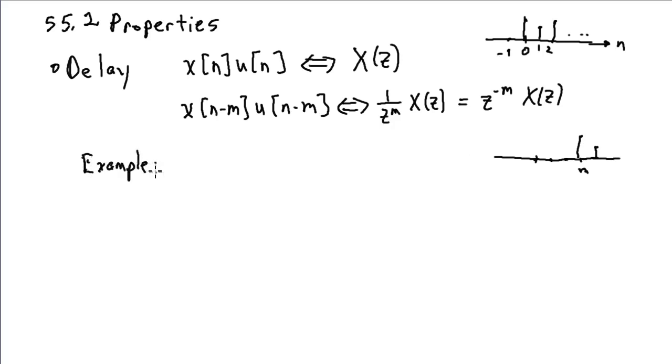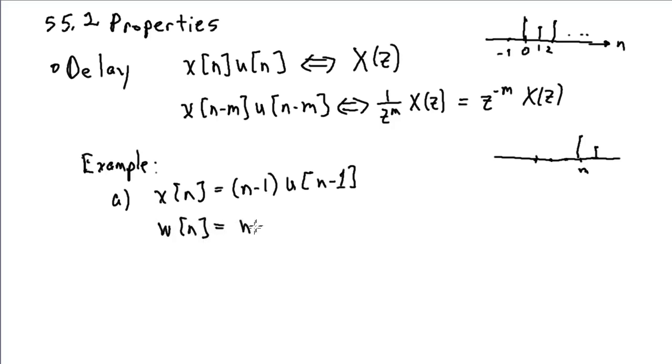First example will be fairly straightforward. So let's call it example A, where x of n is n minus 1, u of n minus 1. We want to find the Z-transform of this signal. This is a delayed version of the corresponding undelayed sequence. It would just be n u of n, and I can look up the transform of this w of n sequence. The corresponding Z-transform is right in my table.